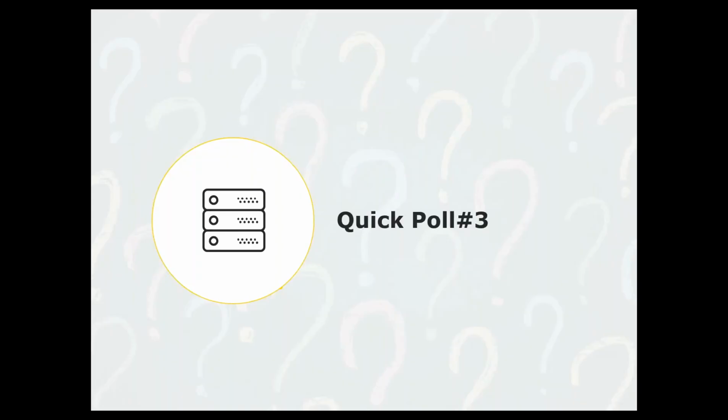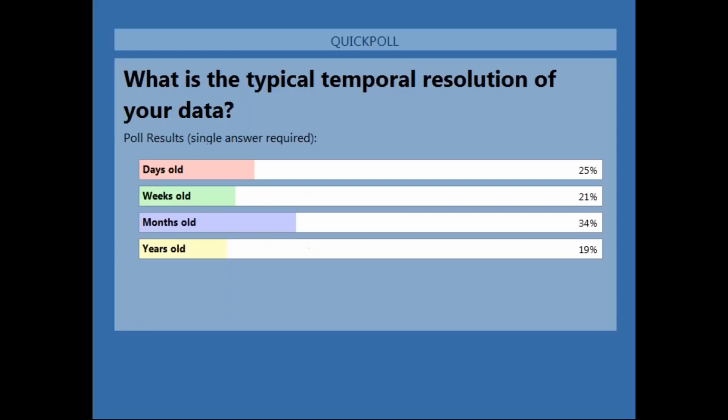Here we go. So let's close this up. Last clicks. Okay, we're closed, and what we're finding, you should be able to see on the screen now, is that fairly ahead with 34%, you're working with data that's a few months old. And then a quarter of you, much more current data than that with a few days old. And only 1 in 5 of you working with really what we might term older data of a few years.